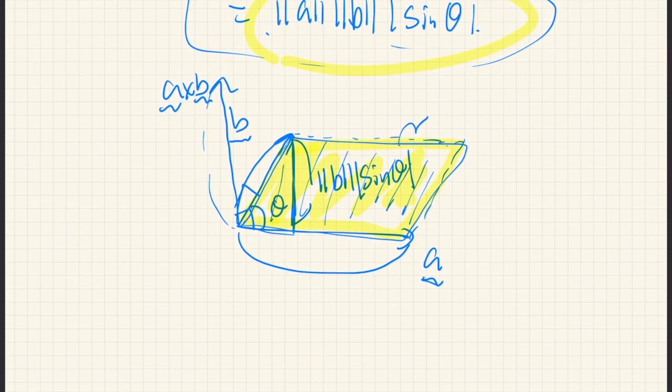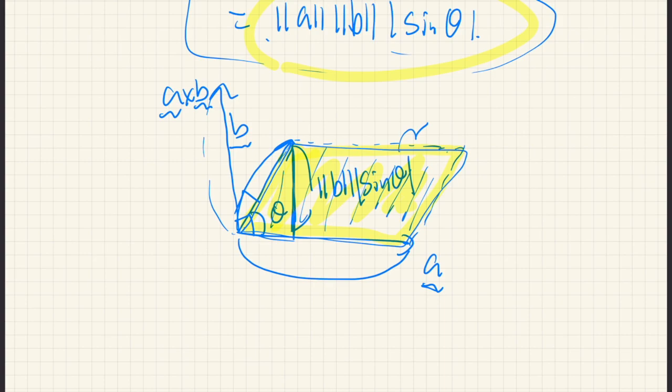And of course, there is still a problem of direction. Although A cross B is known to be perpendicular to both A and B, it can be either this direction or maybe that direction. So which one is correct? This direction is determined by the direction of the angle, okay?